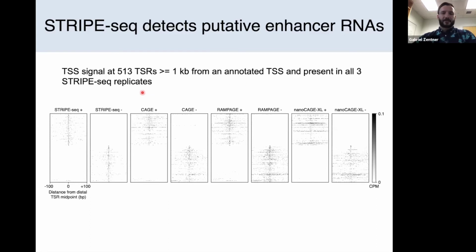Through a systematic analysis, we identified 513 of these distal TSRs that were present in all 3 of our K562 STRIPE-seq replicates. If we plot the STRIPE-seq signal around the center of these distal TSRs, we can see signal in STRIPE-seq, we see it in CAGE, we see it in RAMPAGE, and we see it, though less precisely, in NanoCAGE XL. So this doesn't seem to simply be an artifact of our method.